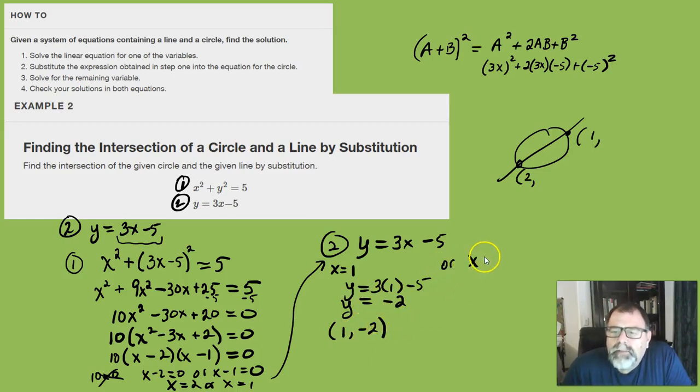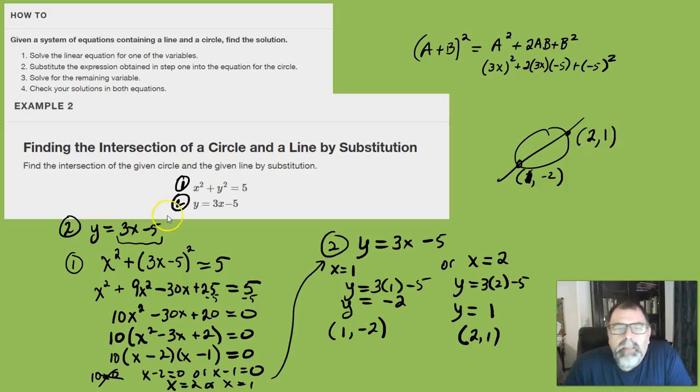Or when x equals 2, I switch the order, it doesn't matter. When x equals 2, oh, my drawing's off. This would have been the 1. This would have been the 2. And then, so we put the 2 into this equation. So y equals 3 times 2 minus 5. So y equals 6 minus 5, which is 1. So it'll be 2, 1.